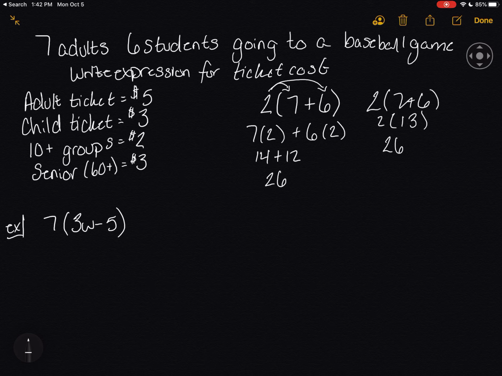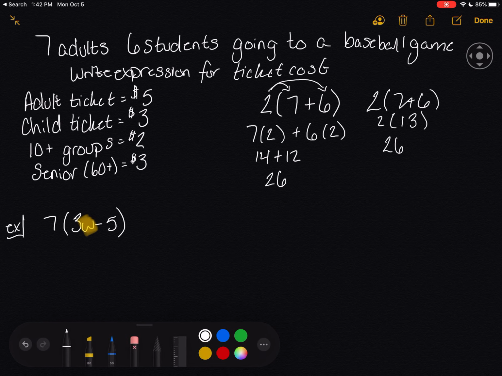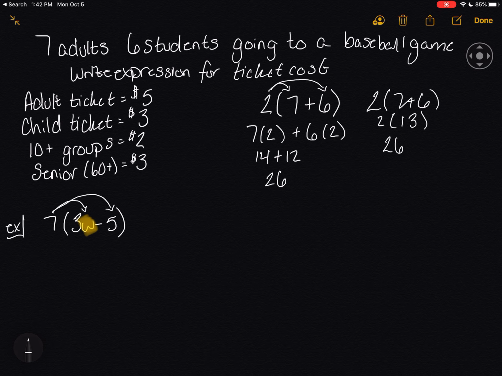So when I'm doing this, I look inside my parentheses. So if I start with PEMDAS, I can't do anything inside my parentheses because of that w there, because I have a variable. So instead of just doing what's inside the parentheses, I'm going to skip straight to distribution. So I'm going to do 7 times 3, which is 21, and I have a w there, so I'm just going to leave it on there. And then 7 times 5, which is 35.